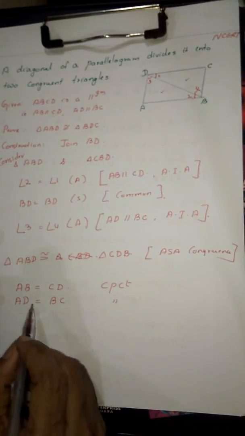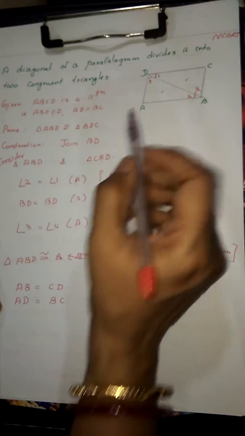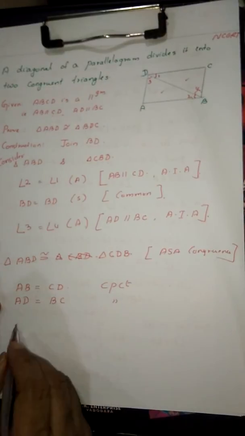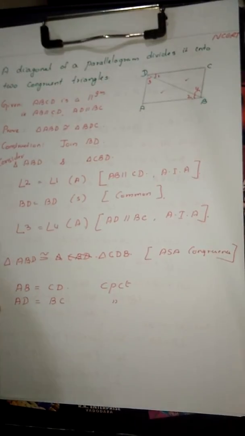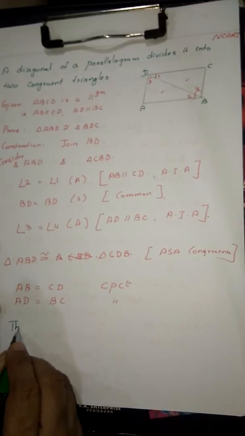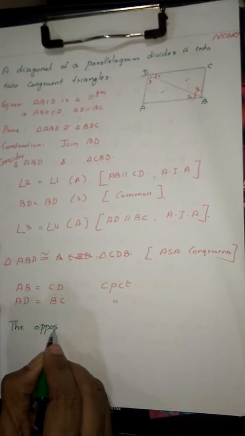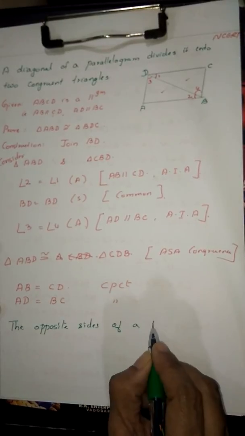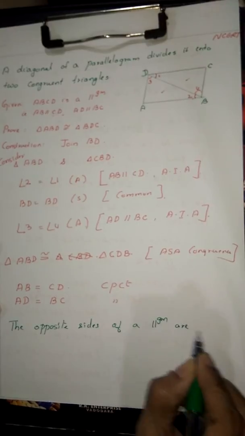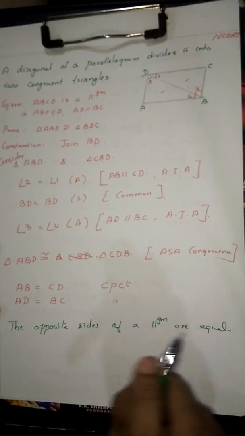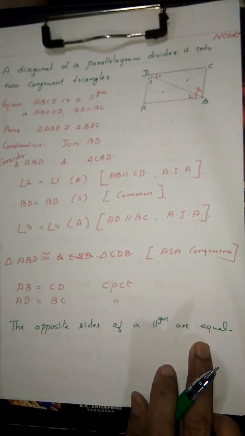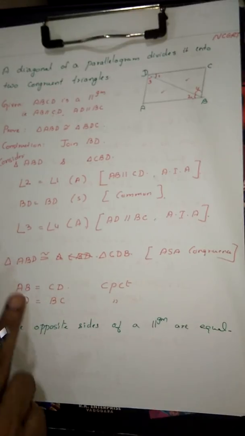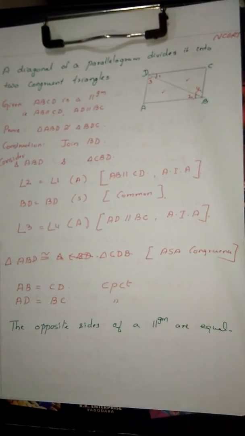So we have the next property, opposite sides are equal. We have proved this also from this. So here we can say the opposite sides of a parallelogram are equal. When you have this question to be proved, you will have to write all this, and after this you have to write and say the opposite sides of a parallelogram are equal.